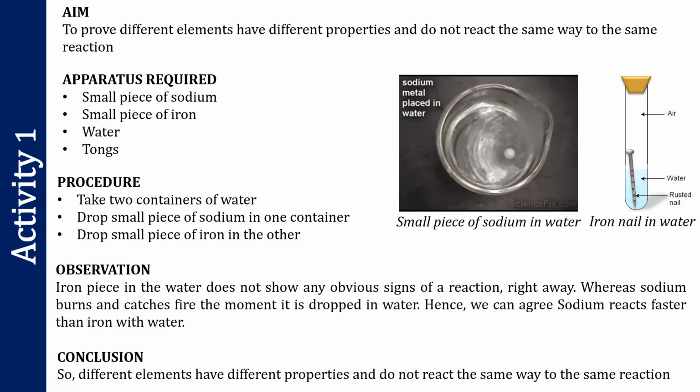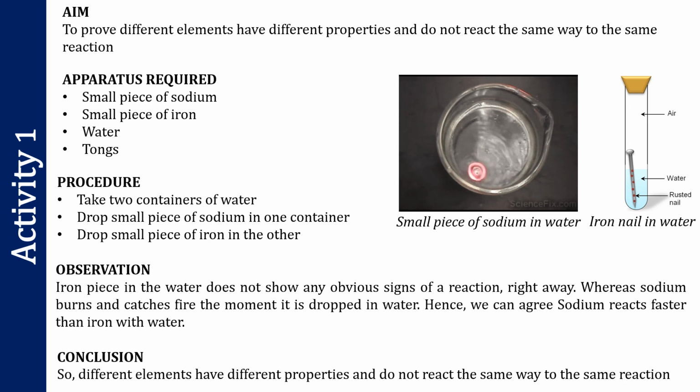Let's look at another example. Sodium is made up of sodium atoms which are identical in shape, mass and other properties. How are the sodium atoms different from iron atoms? Let's look at the theory of activity 1 to understand how different elements have different properties and how they do not react the same way to the same reaction.